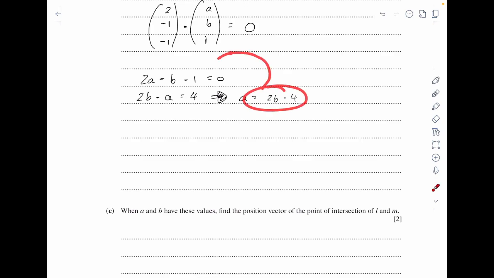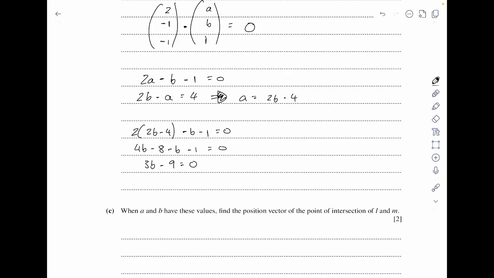So we've got this, and we can plug this now into this. So if we do that, we get 2 times 2B minus 4 minus B minus 1 is equal to 0. Which means then that 4B minus 8 minus B minus 1 is equal to 0. 3B minus 9 is equal to 0 then, which means B is equal to 3. Meanwhile, A is equal to 2 times 3 minus 4, which means that A is going to equal 2. And that's going to be our final answer there.